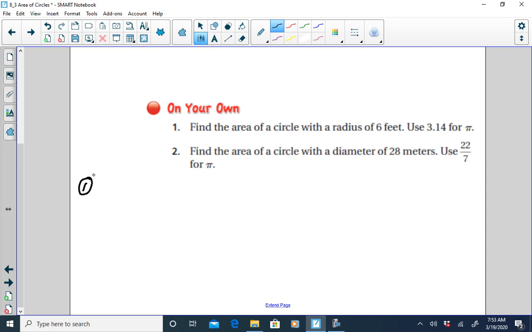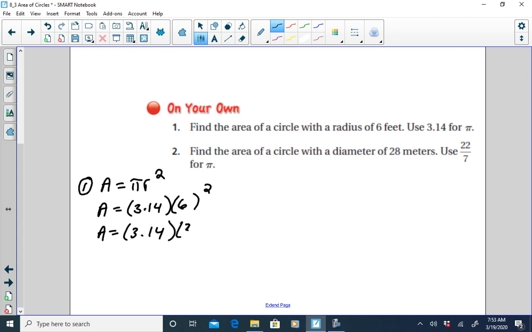Problem number 1 says to find the area of a circle with a radius of 6 feet. We're told to use 3.14 for pi. So hopefully you start by writing the formula. Area is going to be equal to pi times the radius squared. Area is going to be equal to 3.14, and the radius here is going to be 6, and we have to square that.